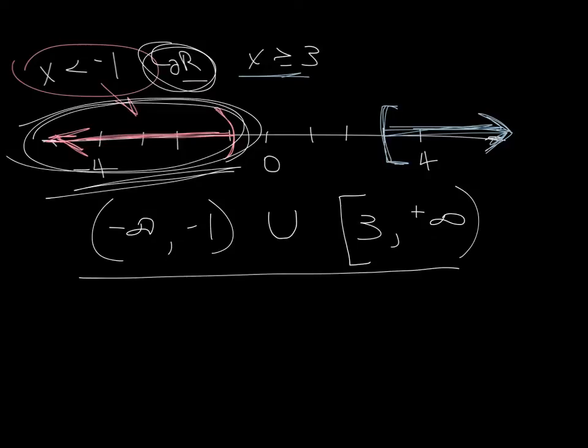I'm showing both graphs there and there, and because there's no intersection here, there's nothing in common, I get a U to show that there's nothing in common.